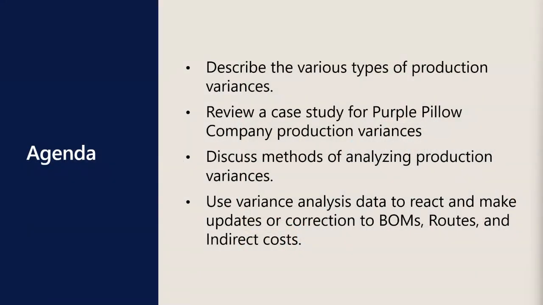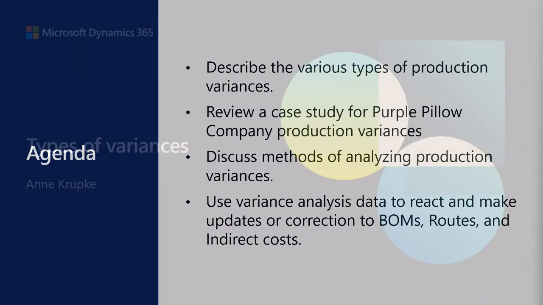So let's take a quick look at the agenda for today's Tech Talk. We're going to start out by describing the various types of production variances, along with examples and sources. And then we're going to take a look at a case study for the Purple Pillow Company with examples of each type of production variance. We're also going to discuss methods that you can use to analyze your production variances and postings. We'll also take a look at how to use the variance analysis data to react and make updates or corrections to your BOMs, routes, and indirect costs. As usual, we'll always wrap up with our do's and don'ts and some resources that you can use to learn more about production variances.